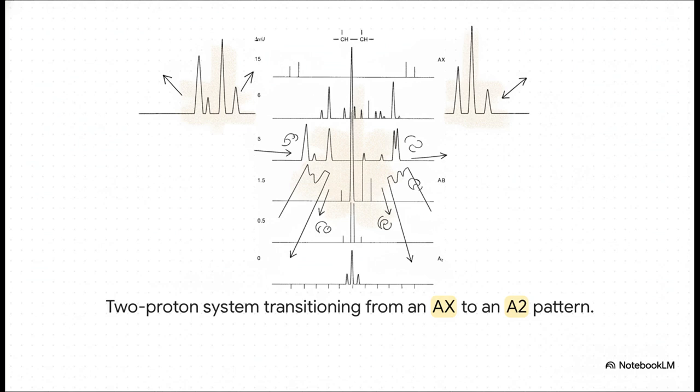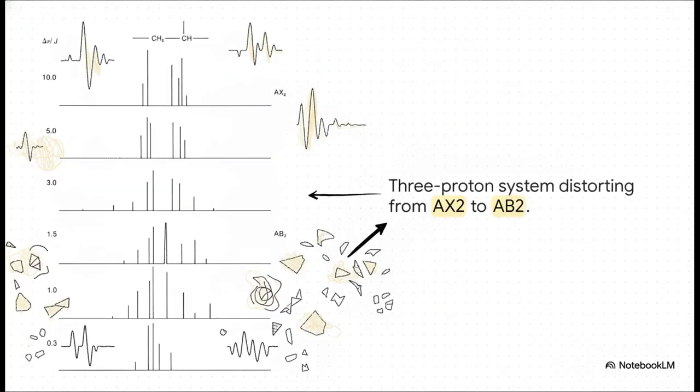By the time that ratio hits 1.5, we're looking at a messy AB system where you can't even directly measure the J value anymore. And when the ratio hits 0, they merge into a single A2 line, completely hiding the J values. Throwing just one more proton into the mix creates an absolute cascading visual mess.